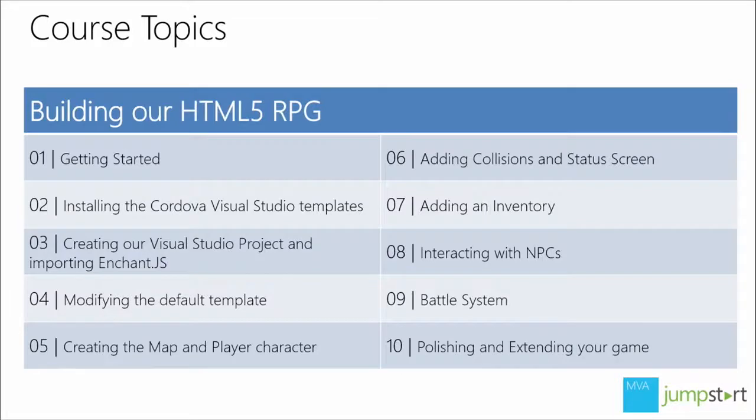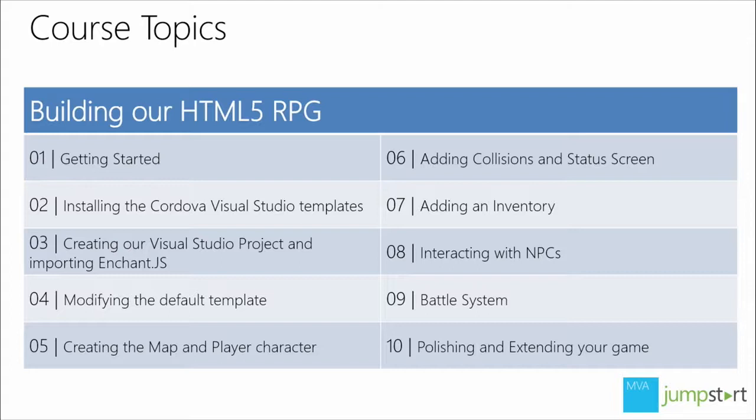Awesome. So today, like I said, we're going to go a little bit further with our RPG. Last week we did the getting started: installing Cordova, setting up all the templates. We created our project using Enchant, which is an awesome library, as you'll see more of today. We modified the default template. We created the map and player characters. We got all that up and going, as well as adding collision and a status screen.